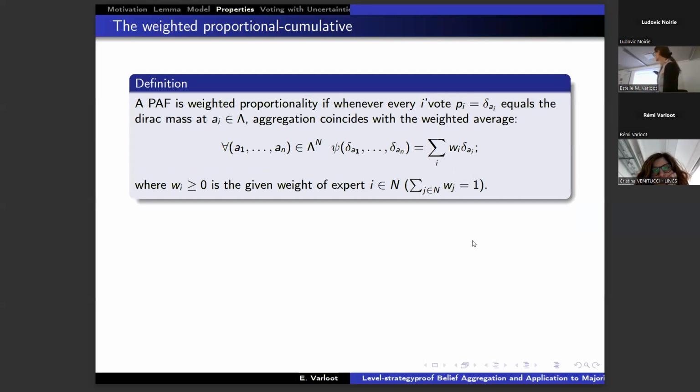Up to now, I've been presenting the anonymous case. We can do the same thing with weights. So we can give experts weights, and you get the same situation. If experts have weights, then they're going to be represented in the outcome for exactly that weight.